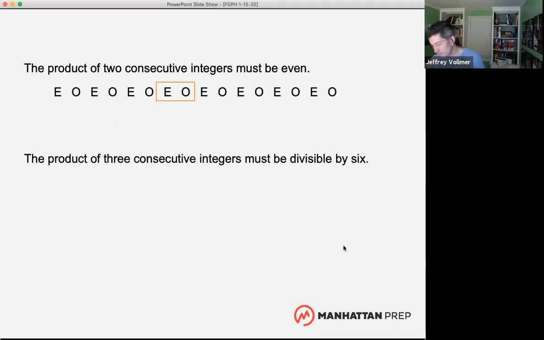All right. Let's think about this principle. You notice these are ending in periods. These are true, but I want to know why they're true. The product of three consecutive integers must be divisible by six. Let's think about that. This is one that comes up on the GMAT fairly often, I think. And the previous one, this one here. Why does the product of three consecutive integers always have to be divisible by six?